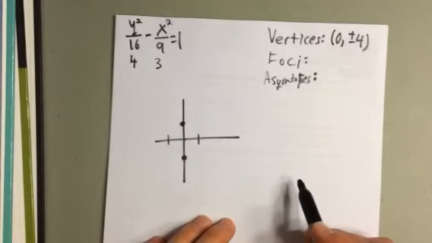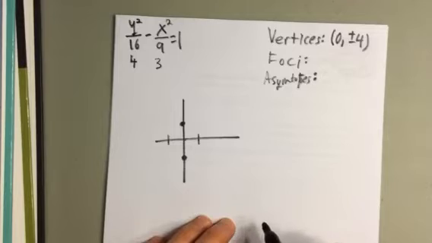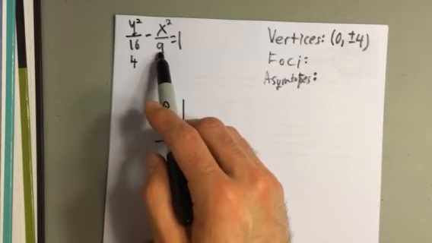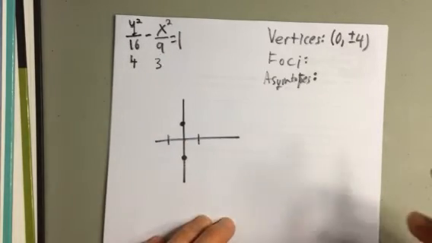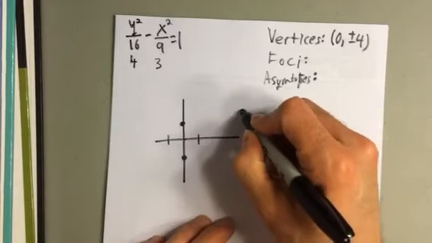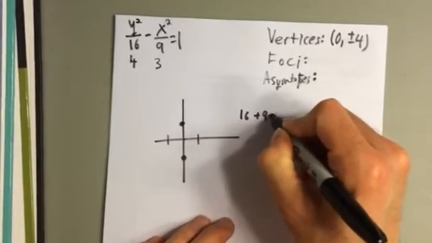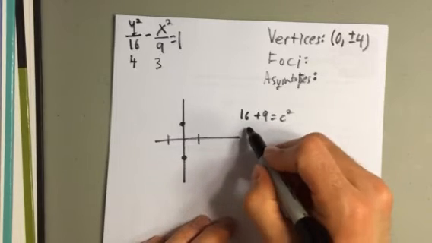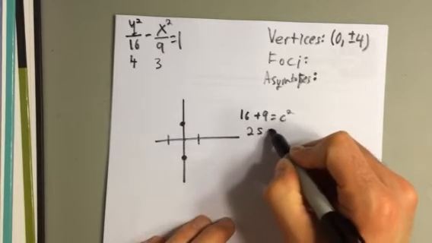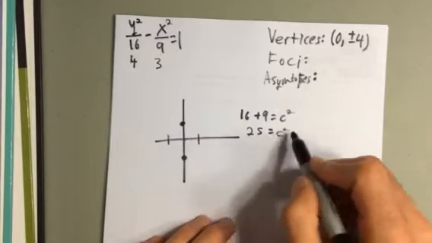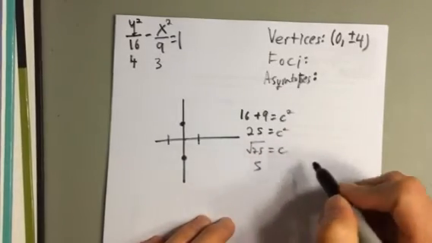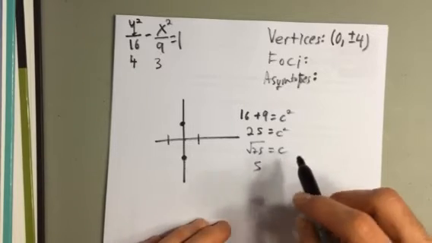So first foci, because that's our next thing that we're looking for, that's a squared plus b squared equals c squared. The c squared is the foci. So we're going to have the 16 and the 9, that's our a squared and b squared, and then the c squared is our foci. So we'll have 16 plus 9 equals c squared. 16 plus 9 is 25 equals c squared. Taking the square root on both sides, the square root of 25 equals c, and that's 5. So our focal length for this one is 5.